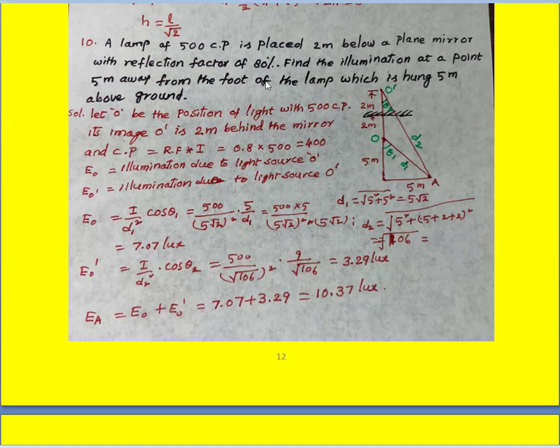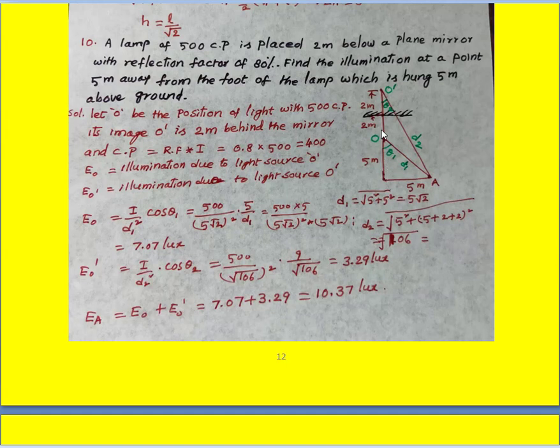So from the given data, first draw the diagram. That is, this is the light source O. The mounting height from the ground is 5 meters, that is given, and above this light there is a plane mirror, which is 2 meters away from the source upwards. Then what he wants is the illumination at point A, which is at a distance of 5 meters from the foot of the lamp.